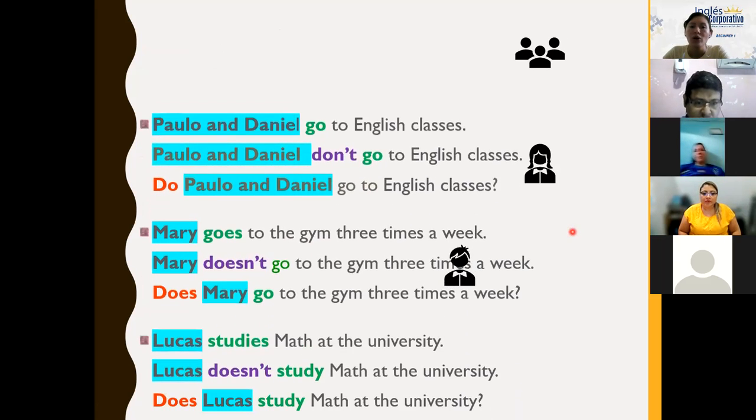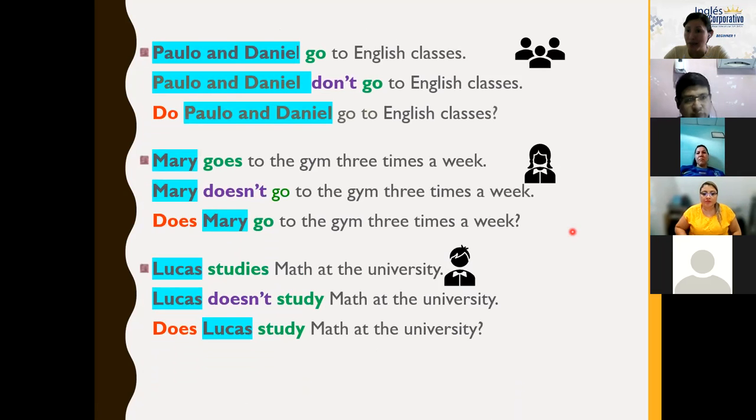Examples. Bueno, tenemos acá Paulo and Daniel go to English classes. Paulo and Daniel don't go to English classes. Do Paulo and Daniel go to English classes? Now, veamos la fórmula. Subject, verb, complement. Negativa. Subject, auxiliary in negative, verb en su forma base, complement. Pregunta, auxiliary, subject, verb en su forma base, right? Complement and question mark.